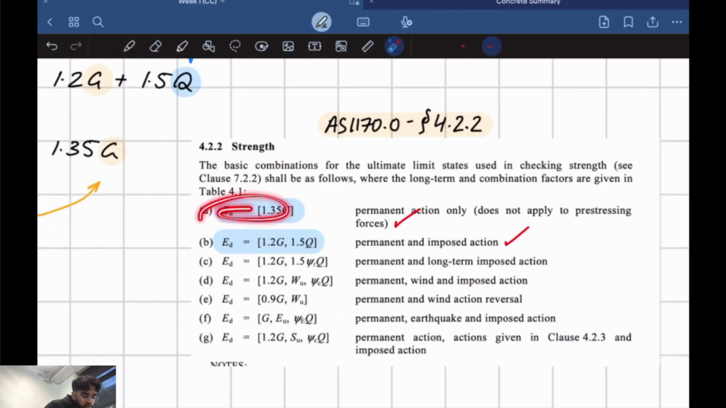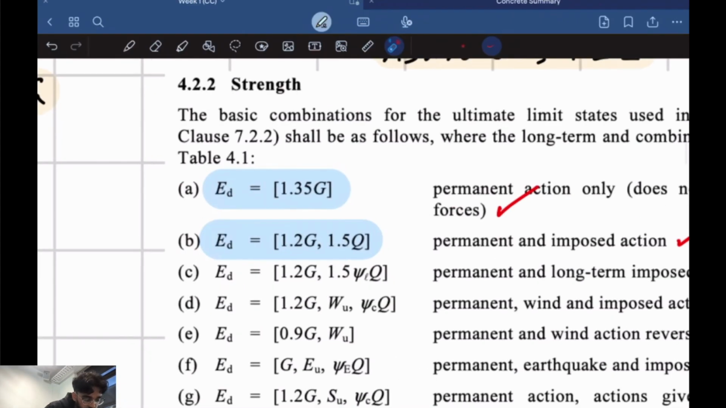So we're taking a look at these two up here. By the way, this little d here stands for design, so we're saying design capacity, essentially.